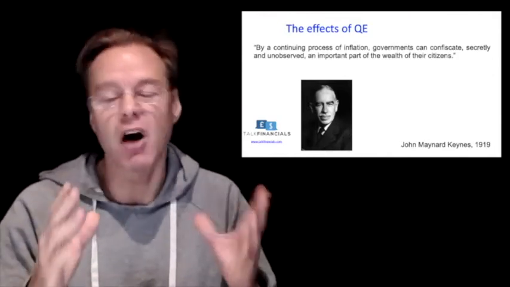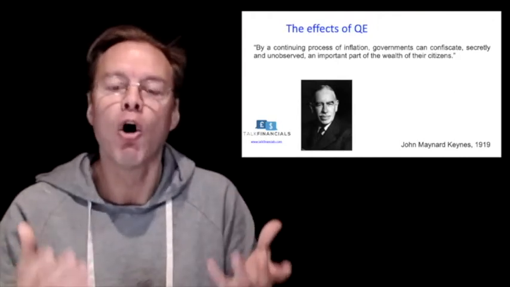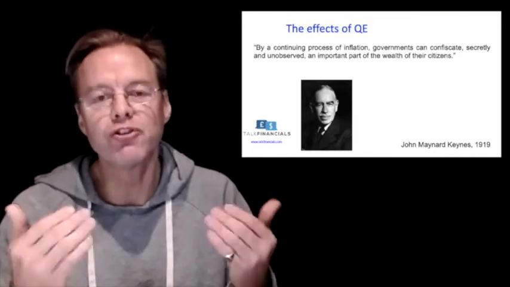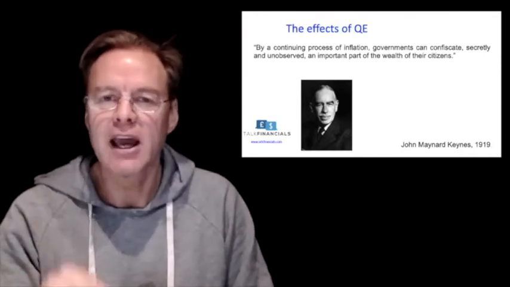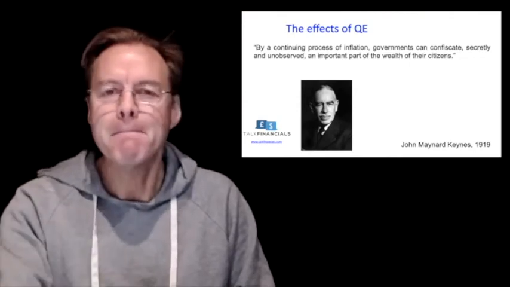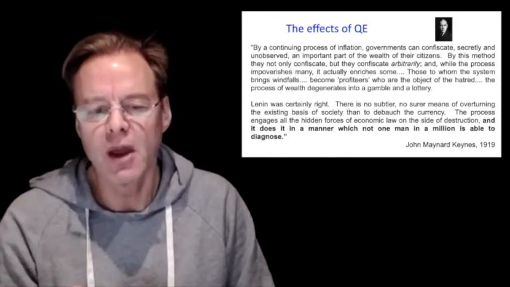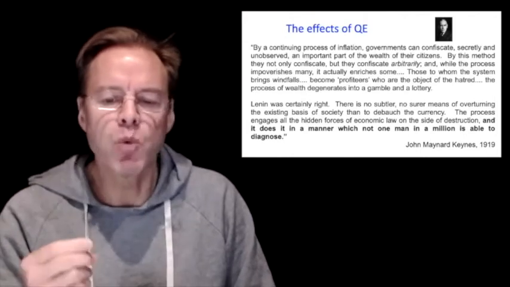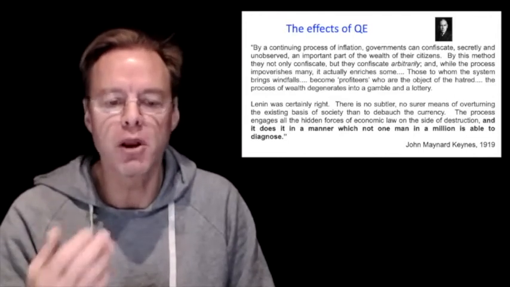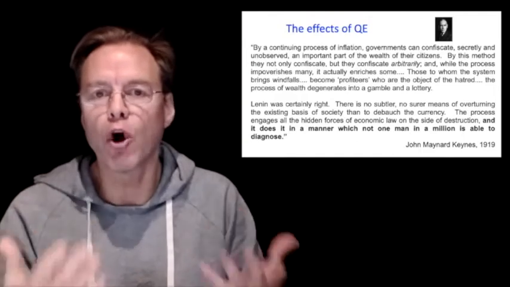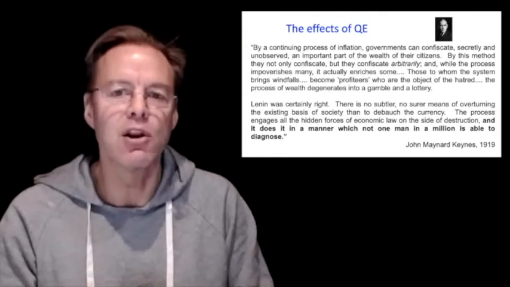So in effect, if you have $100 sitting in your bank account and it's been sitting there for a very long time, the purchasing power of that $100 has been reducing every single day. In effect, the government has been confiscating your wealth secretly and unobserved. Sounds good. But John Maynard Keynes goes on to say, by this method, they not only confiscate, but they confiscate arbitrarily. And while the process impoverishes many, it actually enriches some. Those to whom the system brings windfalls become profiteers, who are the object of hatred. The process of wealth getting degenerates into a gamble and a lottery.